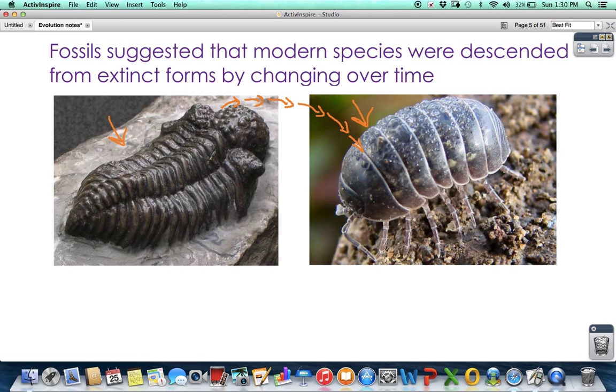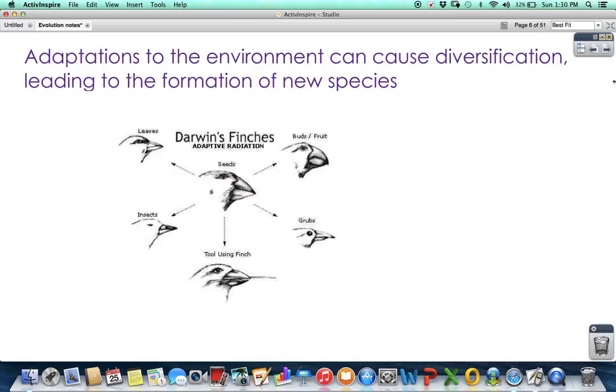So he thought that the modern species now living were descended from these fossil animals by changing over time. But remember, the people said, no, no, no, these are two totally different animals. He was saying, no, I think they may have been the same animal, but it accumulated enough changes that it eventually turned into that. And so people were looking at him kind of funny. Then he realized that the way these animals changed was due to the fact that they had adaptations.